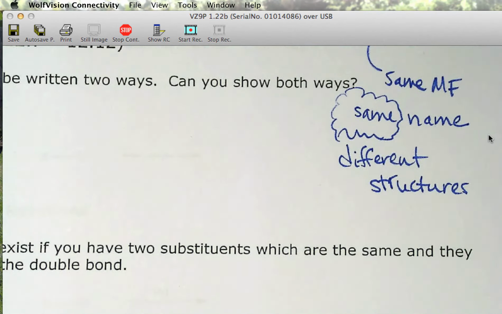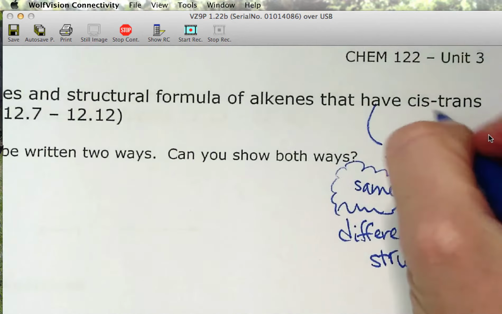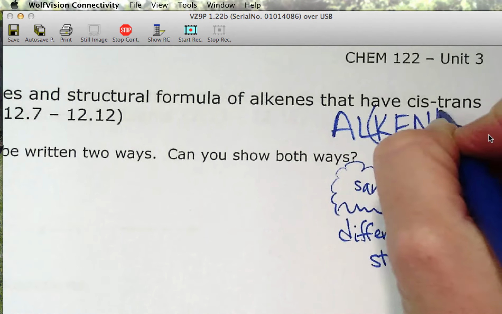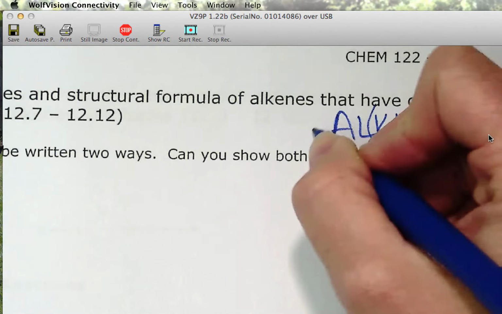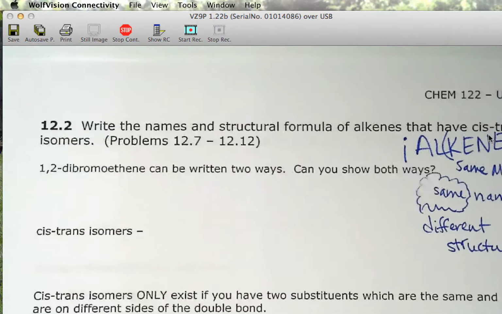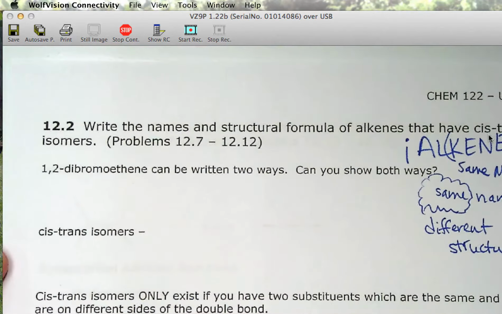Cis-trans isomers only can occur with alkenes. So what is an alkene again? Carbon-carbon double bond. Very good. So 1,2-dibromoethene is an alkene. It can be written two different ways. This is an example of a cis-trans isomer.